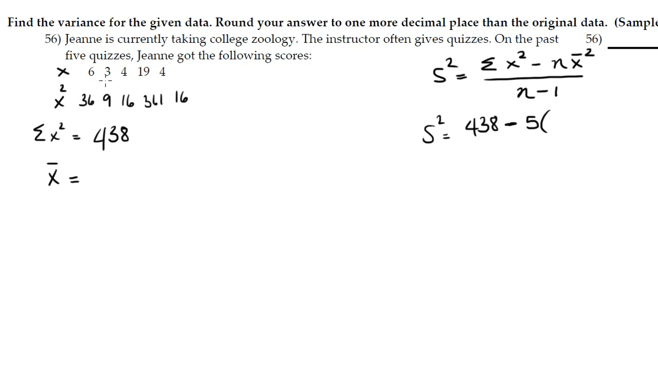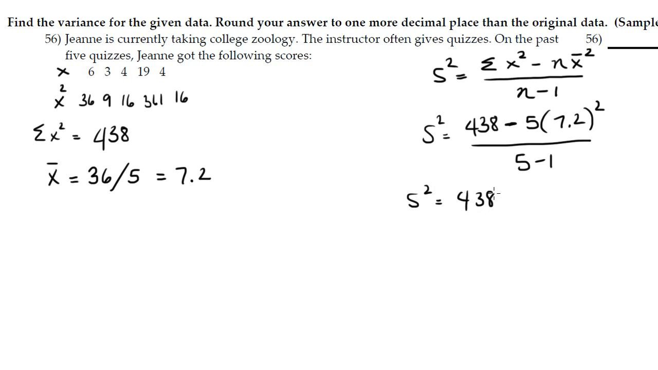Add them up. 6 plus 3 is 9. 9 plus 8 is 17. 17 plus 19 is 36. 36 divided by 5 is 7.2, that's my mean. So 7.2 squared here over 5 minus 1.